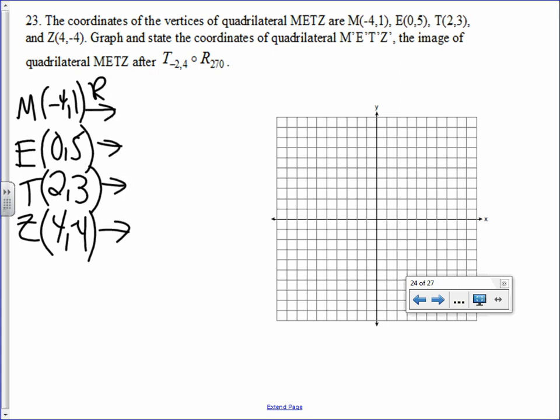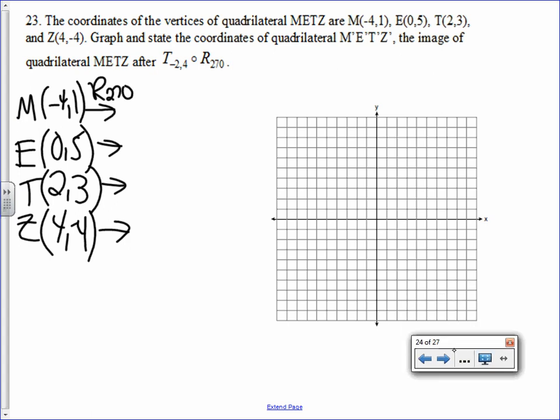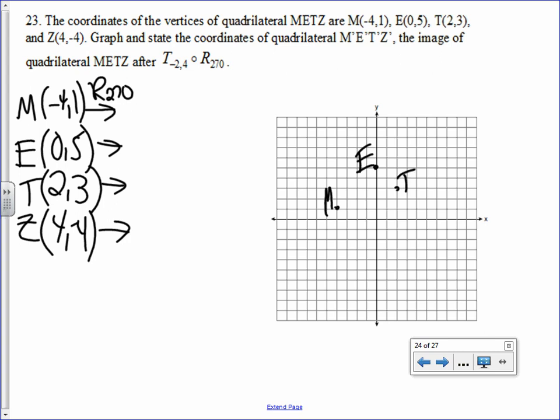I want to do a rotation of, whoops, not 90, but 270. If you know your song, you know rotations turn, use a graph. So I got to plot the points. I've got M is -4, 1. I've got E is 0, 5. I've got T is 2, 3. And I've got Z is 4, -4.